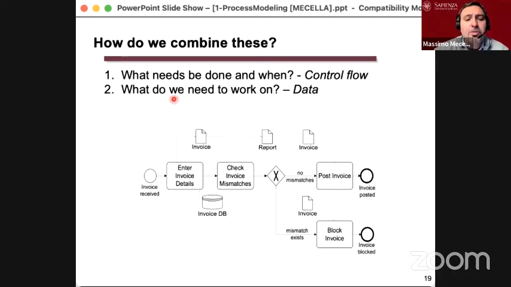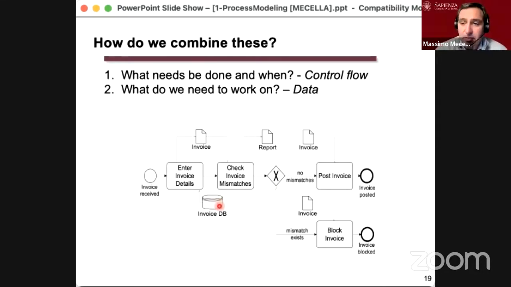Then what you need to represent, in addition to the control flow, is the data flow. And here we see, with the symbol of the document, that the invoice details produce an invoice that is used by the check invoice mistakes activity. And maybe you need to recover information from some database and so on. This is called the data flow.